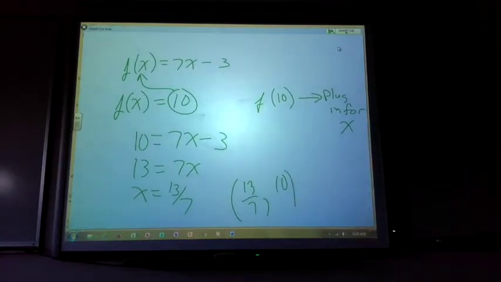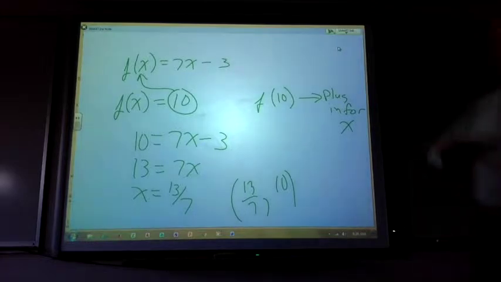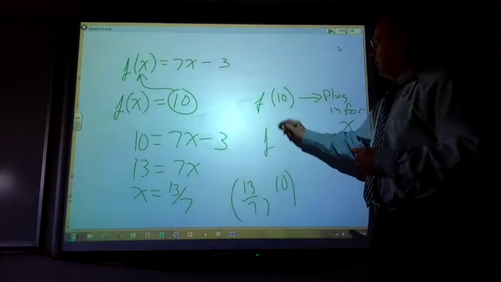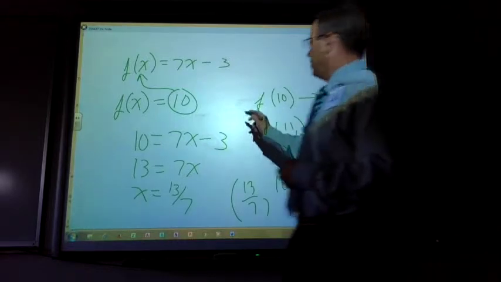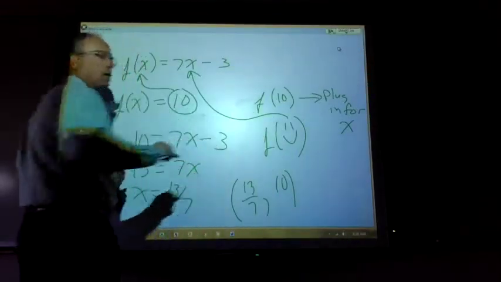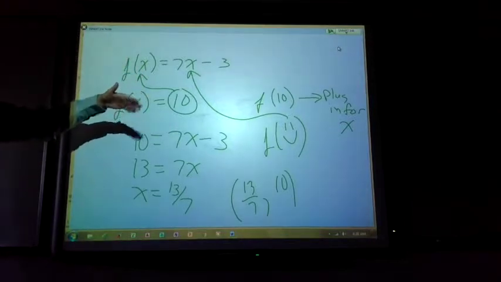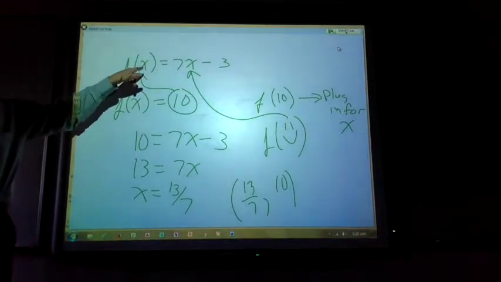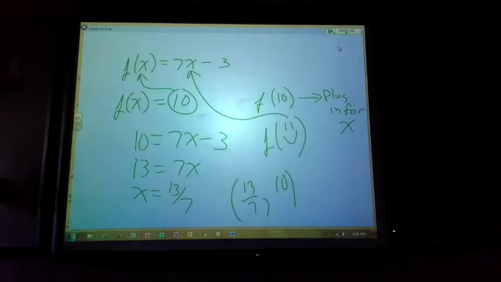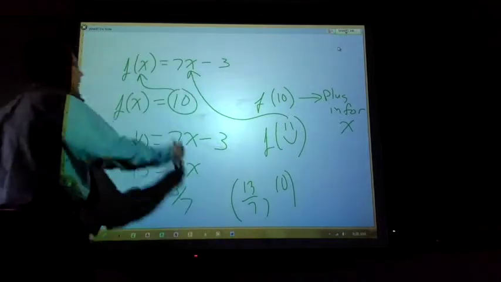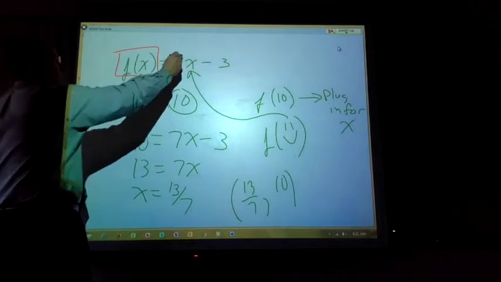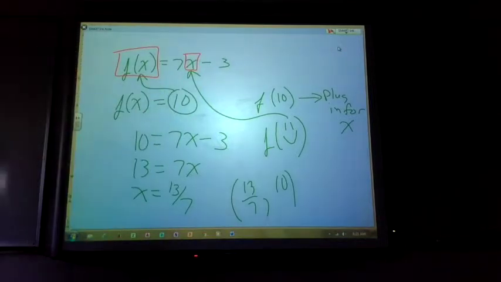So is the x always going to be 10? No, I mean, if I had f at smiley face, I'm going to put smiley face in right there. But if I say function at x equals this, and then f at x equals some arbitrary number, it means then you put it here. So there's only 2 spots that you can put it in. You can plug something in here, or you can plug something in here. Okay.